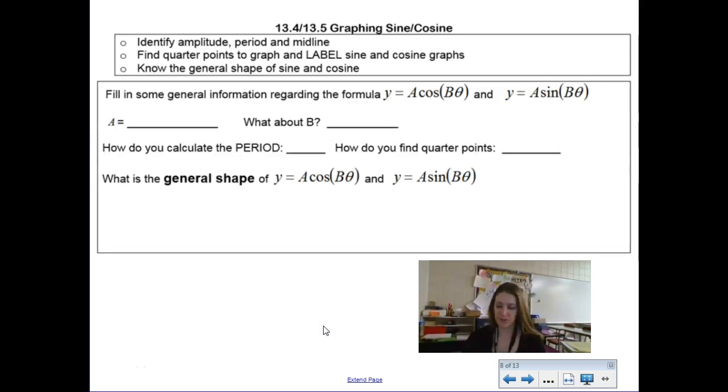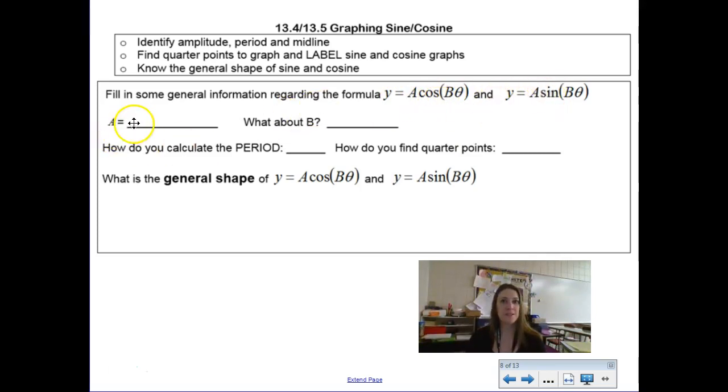Our final section on this test is going to be basic trig graphing for sine and cosine functions. So I'm going to ask you a whole bunch of stuff at the top of this section, and you're going to have to fill it out on the test as well, so make sure you know what I want. Dependent on whether it's sine or cosine, a lot of this is going to be the same.